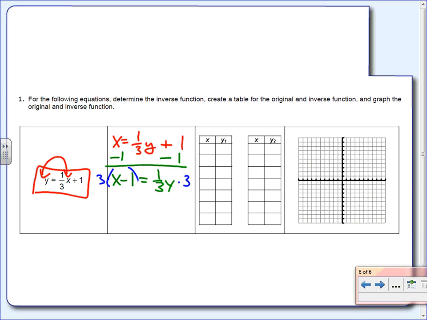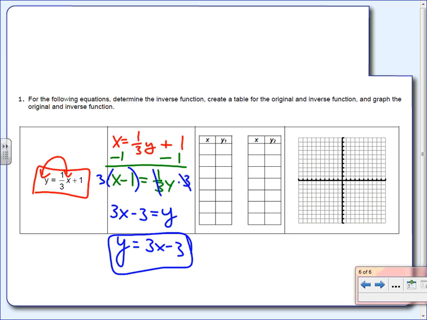Okay? Now, just keep in mind that we're multiplying the whole side over here by 3, which means you're going to have to use some distributive property. So 3 times x is 3x. 3 times the 1 is 3. Of course, over here, all we're left with is our y. So what we have is a new equation. And that new equation is 3x minus 3. We call this the inverse of this over here.